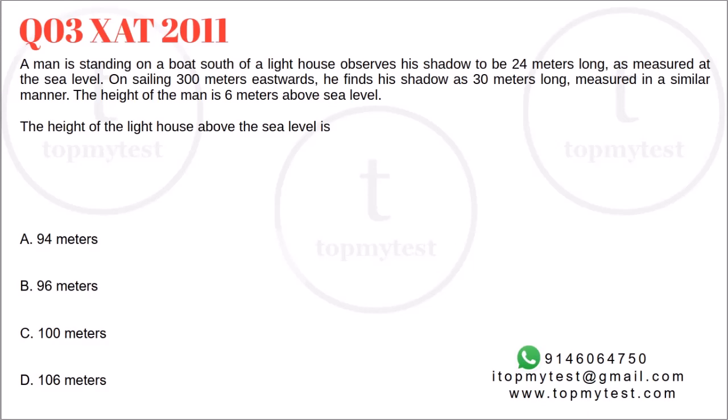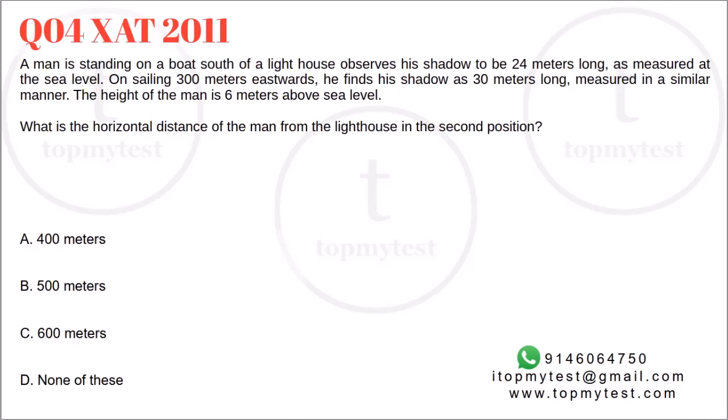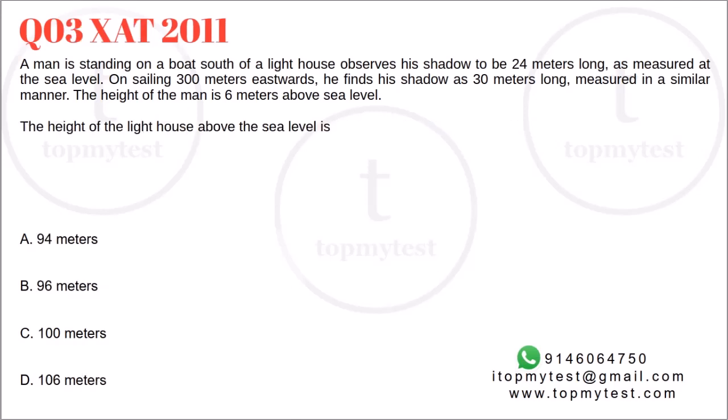A man is standing on a boat south of a lighthouse, observes his shadow to be 24 meters long, as measured at the sea level. On sailing 300 meters eastward, he finds his shadow as 300 meters long, measured in the similar manner. The height of the man is 6 meters above the sea level. Your questions are: what is the height of the lighthouse, and what is the horizontal distance of the man from the lighthouse in the second position?